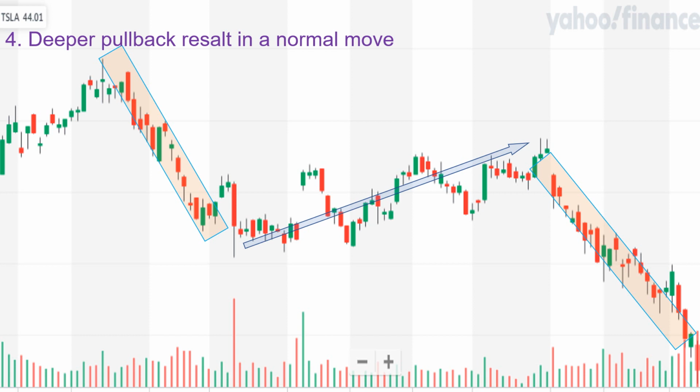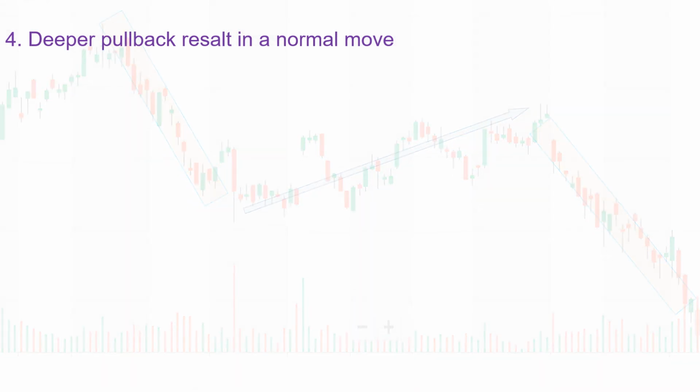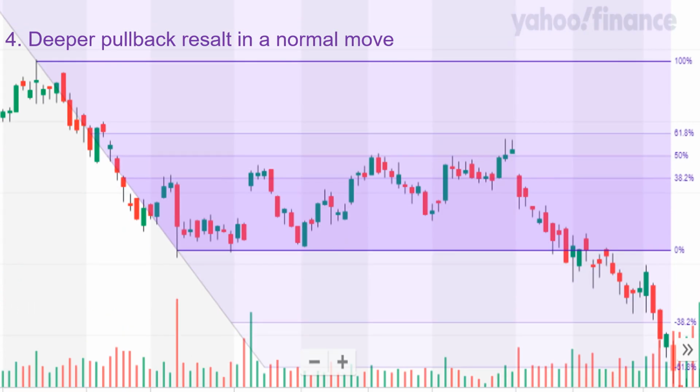Now I'm going to plot the Fibonacci retracement tool to see whether the retracement goes to 0.618 or beyond this level. If it goes to the 0.618 level, then we can conclude that the pullback is a deeper pullback and the trend will continue its normal move. Let's try the Fibonacci retracement tool.